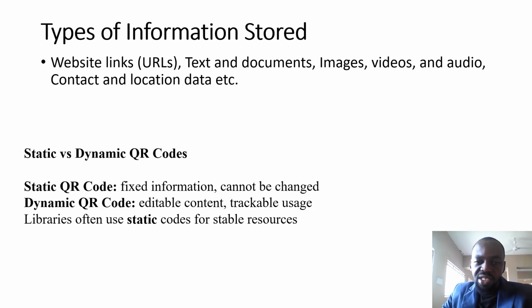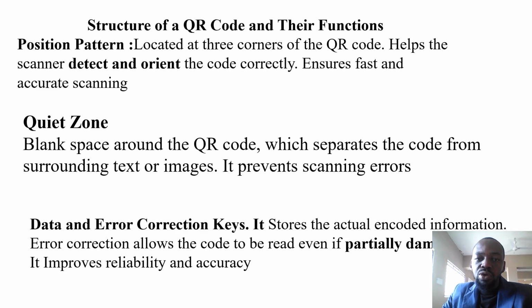Then we can have static or dynamic QR codes. The static one is the one that is fixed. The information there is fixed and cannot be changed, while the dynamic QR code is the one that is editable, or you can track the changes. So libraries nowadays, we tend to use both the static ones and the dynamic ones. Use the static ones for stable resources.